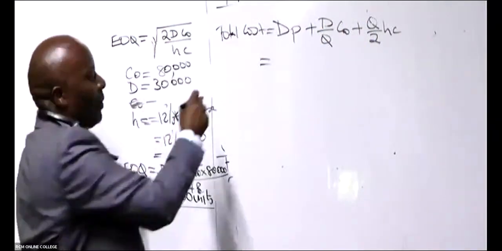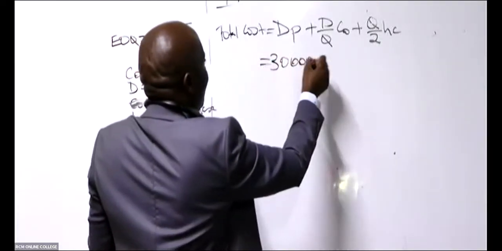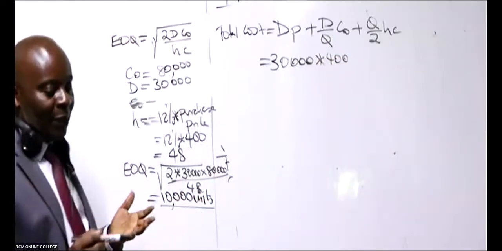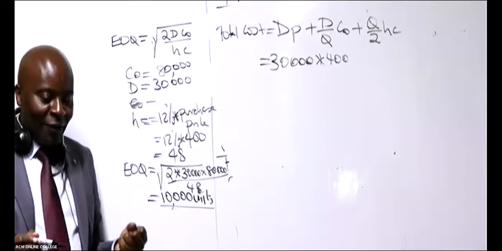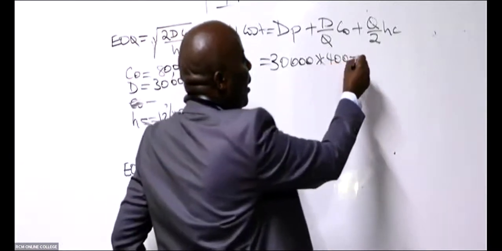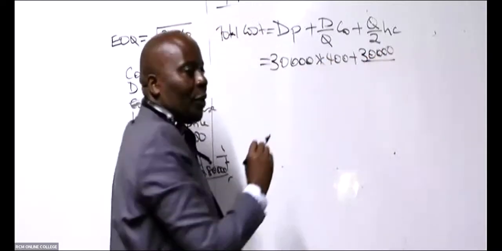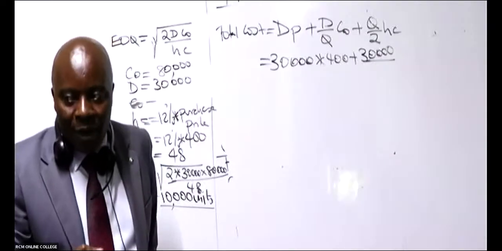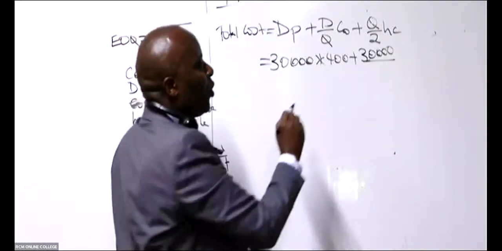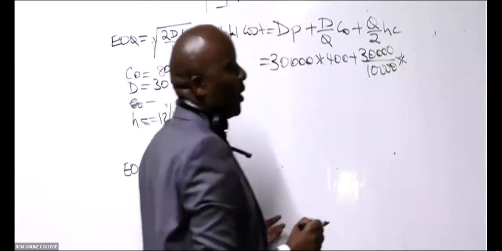Do we know the annual demand in this question? Yes, it is 30,000. The price per unit is what this sister was trying to tell me, it's 4,000, but she realized very fast that it is 400. Plus the annual demand again, 30,000. Do we know the quantity now, the Q? Q is 10,000. So Q is 10,000 multiplied by cost per order.